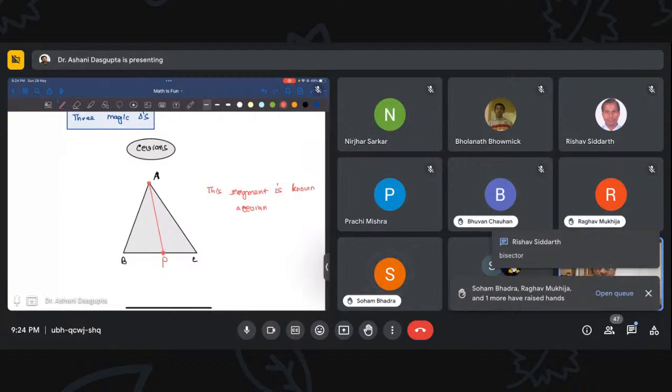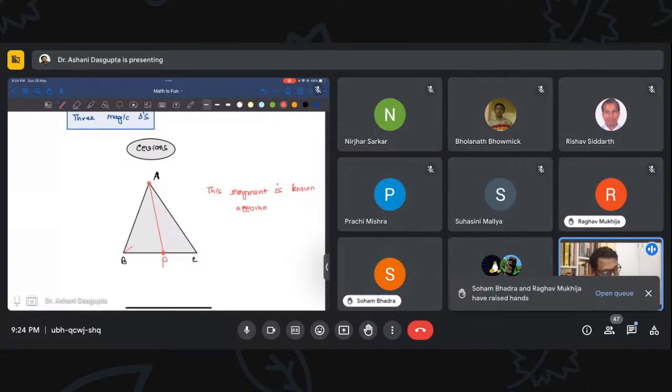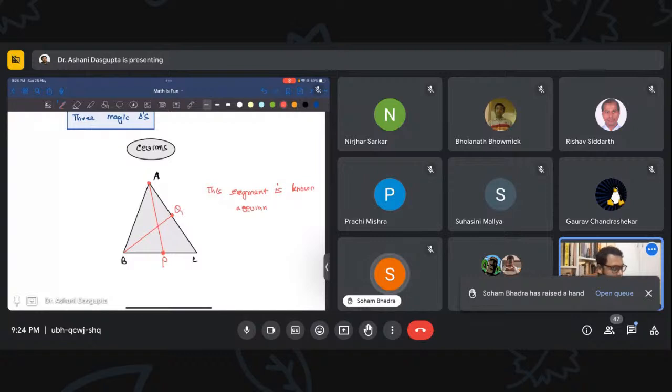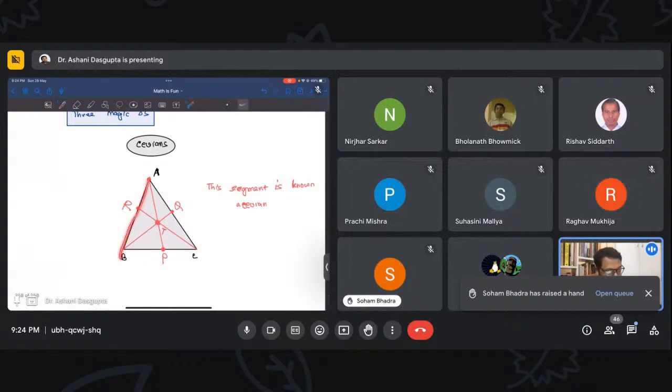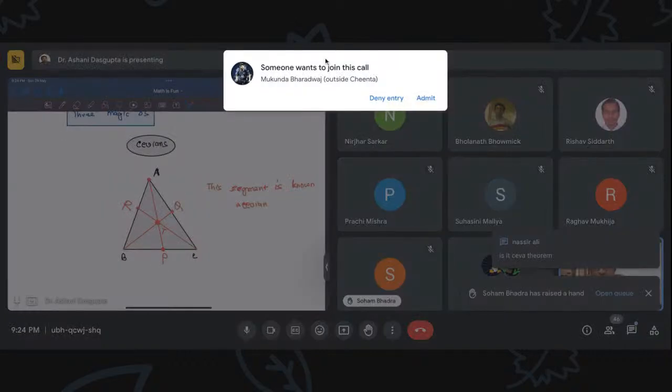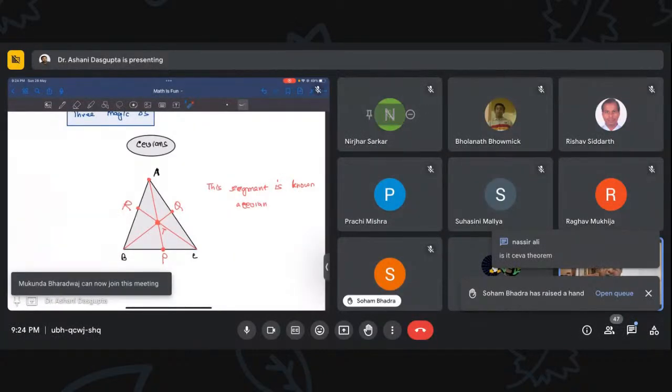Yes, that is correct. So what I'm going to do is draw 3 Cevians which are concurrent, meaning they pass through the same point. Let's call this point T. So we have ABC, a triangle, and we have 3 Cevians passing through a single point.